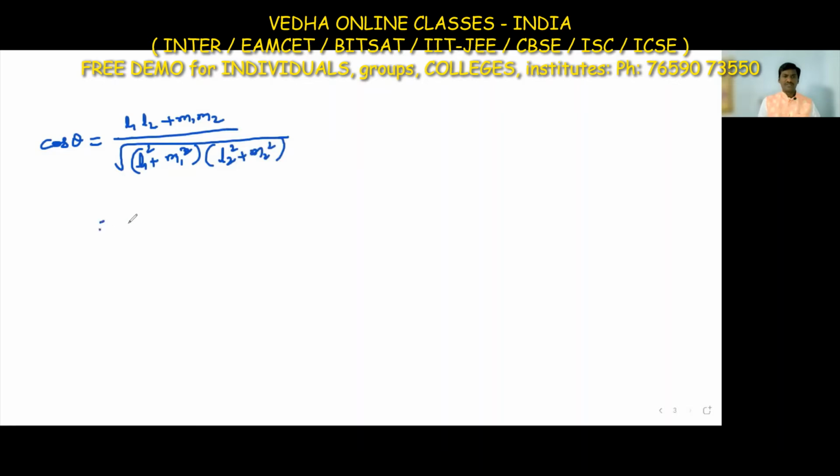So now this is equal to L1 L2 plus M1 M2 divided by under root of L1 square into L2 square. How do we multiply? We multiply L1 square into L2 square, L1 square into M2 square, then M1 square into L2 square, M1 square into M2 square. We multiply like that.